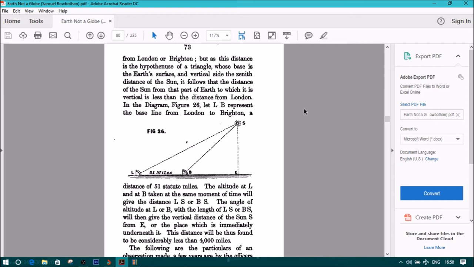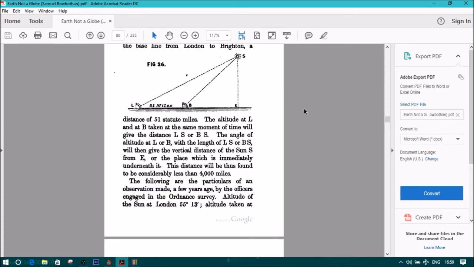section 3, figure 1. In the diagram figure 26, let LB represent the baseline from London to Brighton, a distance of 51 statute miles. The altitude at L and at B, taken at the same moment of time, will give the distance LS or BS, the angle of altitude at L or B. With the length of LS or BS, will then give the vertical distance of the Sun, S from E, or the place which is immediately underneath it. This distance will be thus found to be considerably less than 4,000 miles.